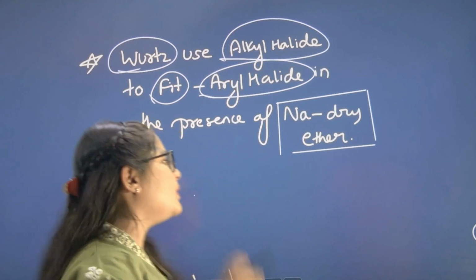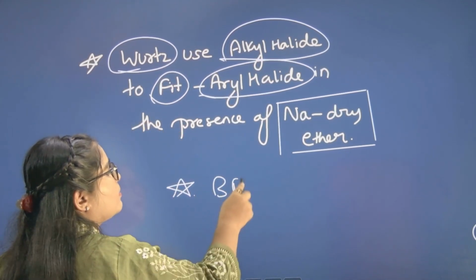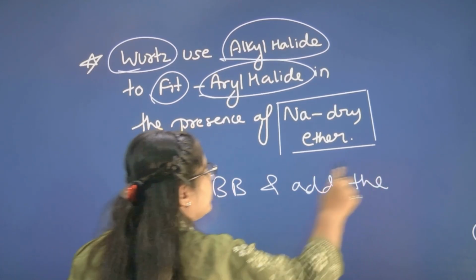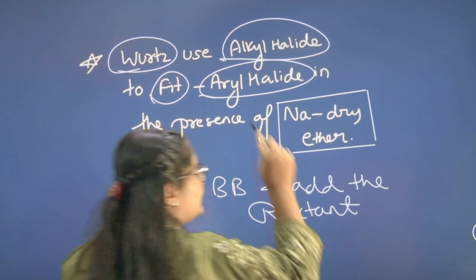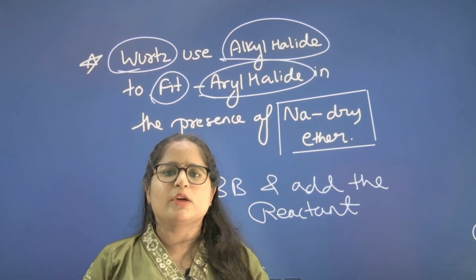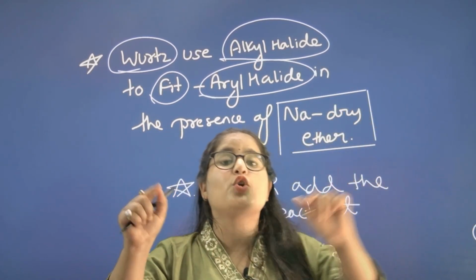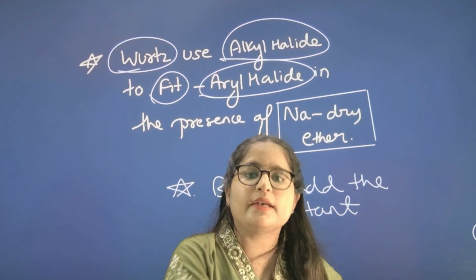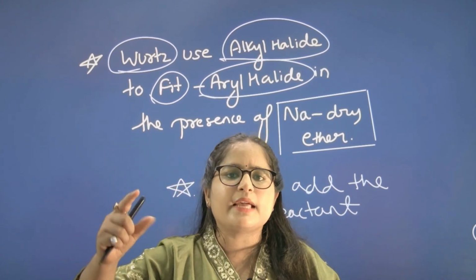That's all. One more star point you have to remember: break the bond and add the reactant. One more time, quickly. Wurtz uses alkyl halide, and Fittig uses aryl halide, in the presence of sodium dry ether. So Wurtz reaction, Fittig reaction and mix both.